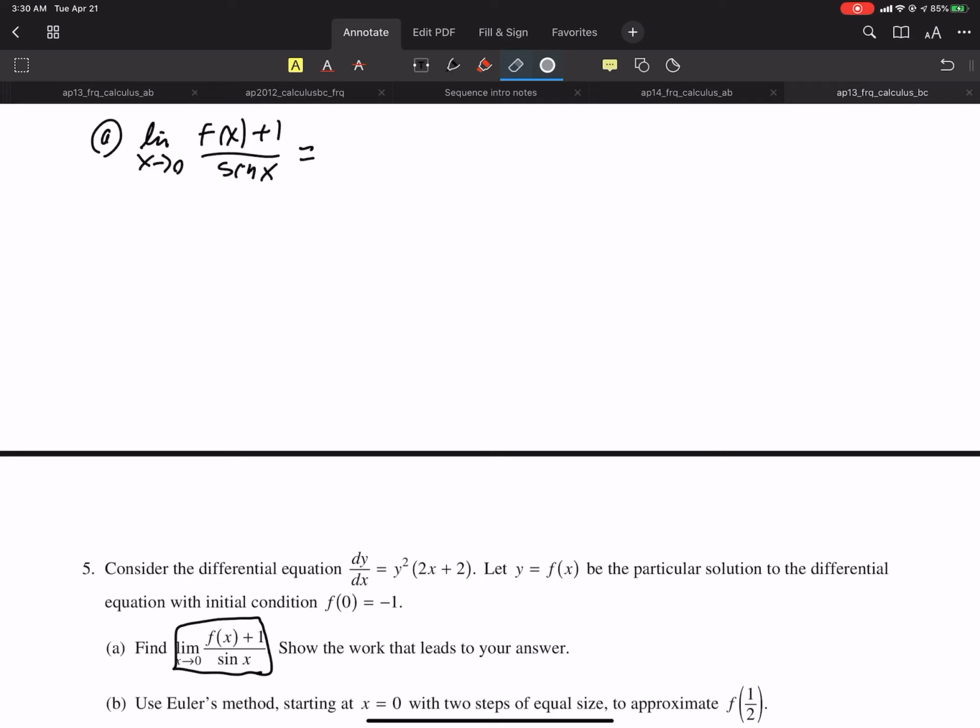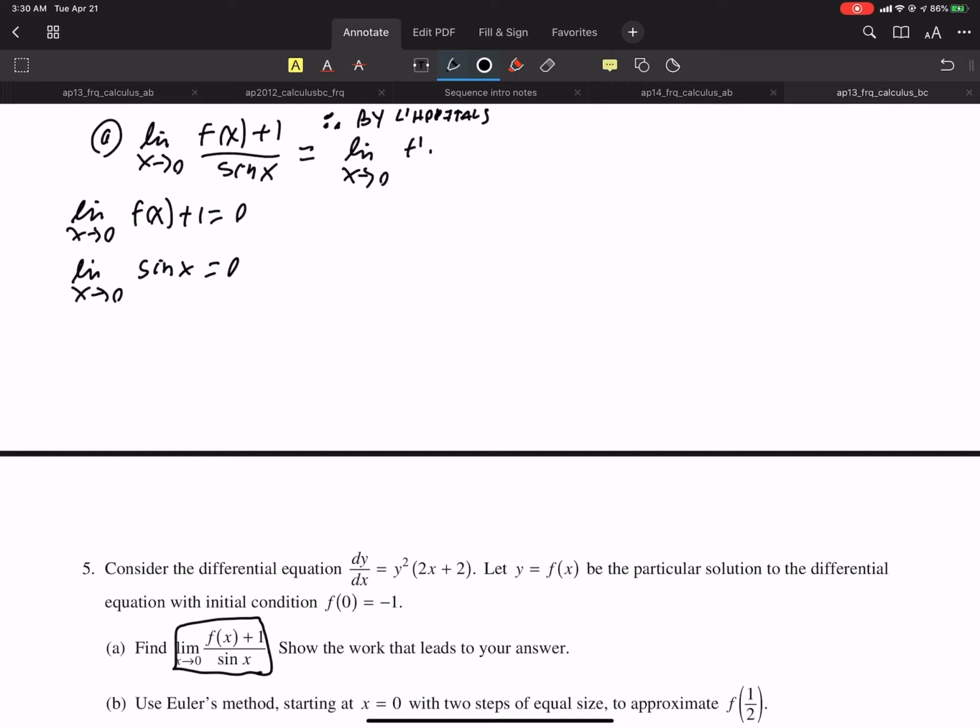So what you need to do is show that the limit of the top, so the limit as x approaches 0 of f of x plus 1 equals 0. And the limit as x approaches 0 of sine x is 0. So you show that it's 0 over 0, and now you can say, therefore, by L'Hopital's, this equals the limit as x approaches 0 of f prime of x. You take the derivative of the top, and you take the derivative of the bottom.